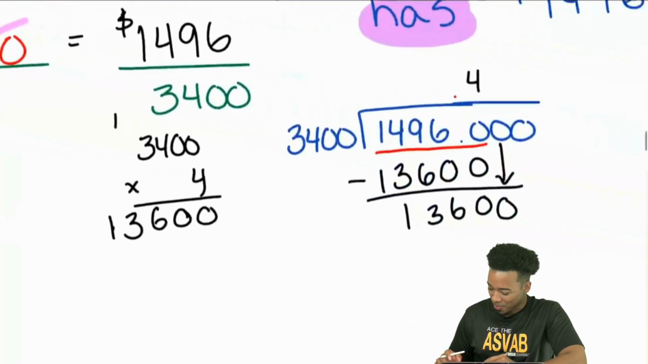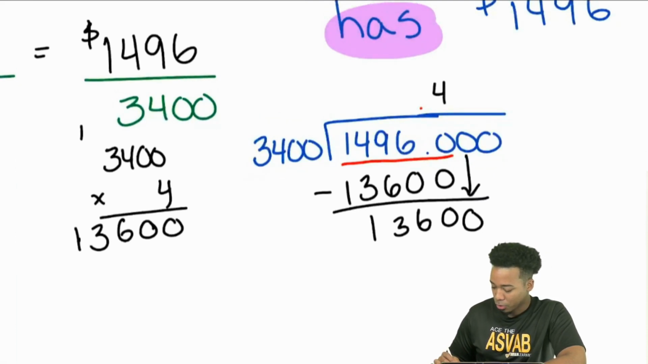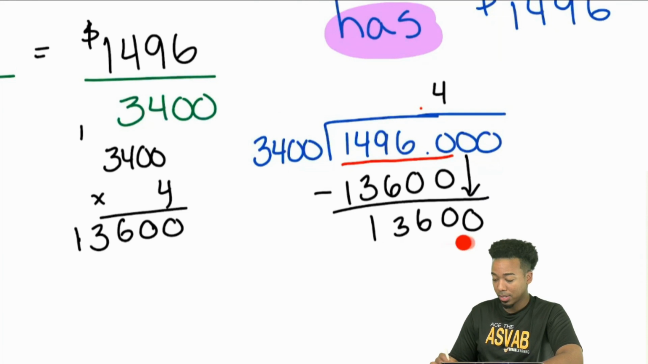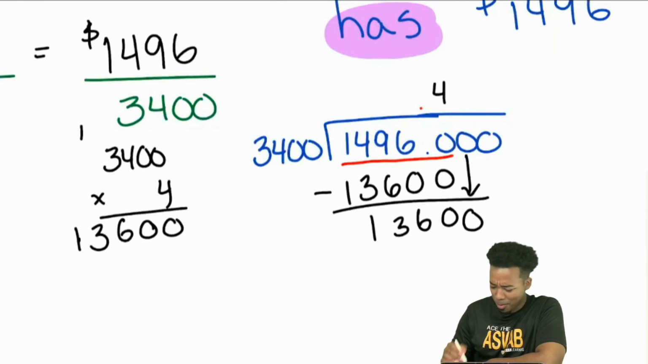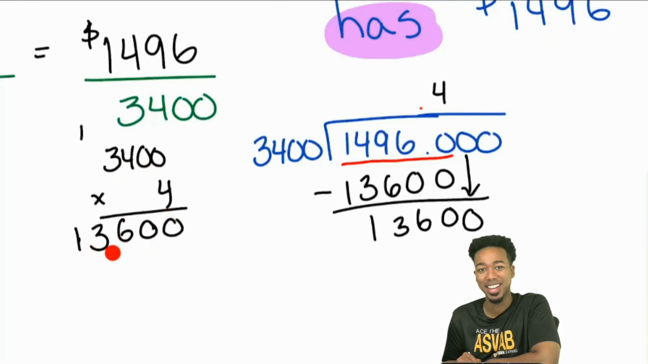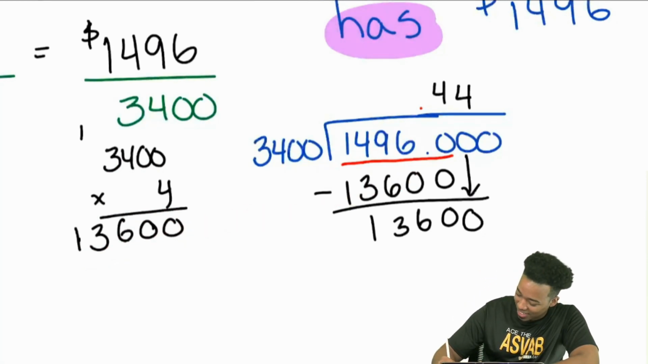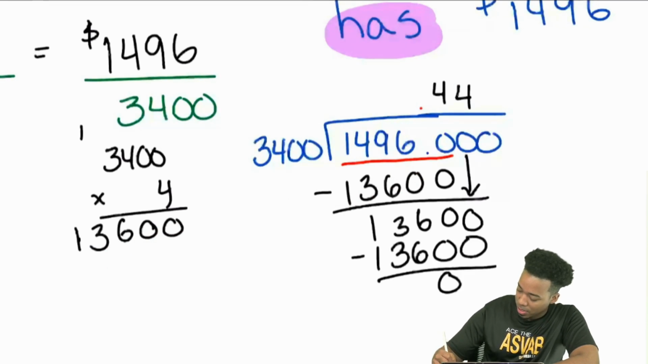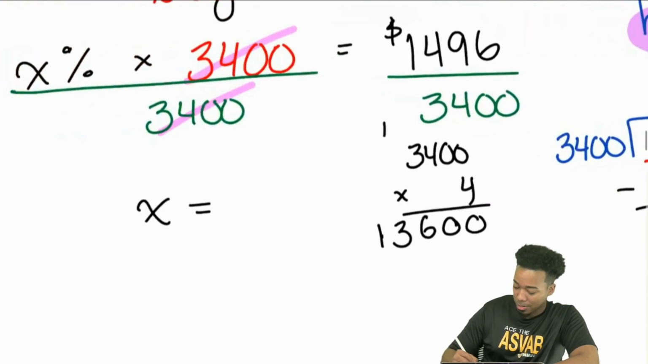So here we go. Let's see another guess here. How many times do you think 3,400 can go into 13,600? Or did we already find that? We already found that. Remember, when we guessed 3,400 times 4, we already found that. So we can actually plug 4 right back in. That works perfectly. And we have a perfect match. And we have ourselves creased out. It is 0.44 as a decimal.